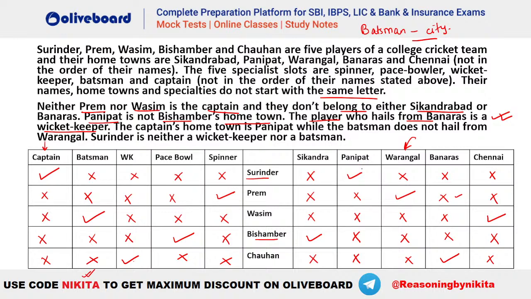So you can see Surender is from Panipat and he is the captain. Similarly, Prem is from Warangal. He is the spinner. And you can see Wasim is from Chennai and he is the batsman. Similarly, Bishambar is the Sikandra person. He is the pace bowler. And Chauhan will be from Banaras and he is the wicket keeper here.